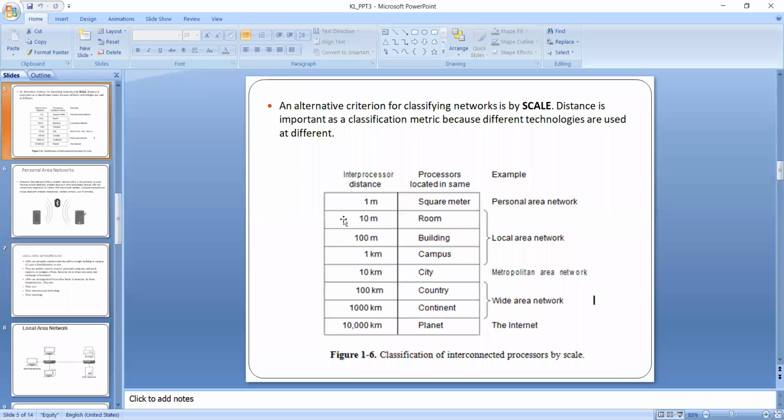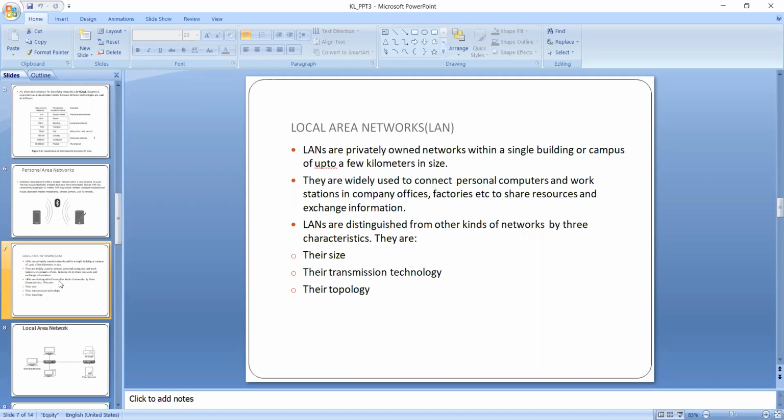If the interprocessor distance is 10 meters to 1 kilometer, and if the processors are located in the same room, building, or campus, then we prefer the local area network. So commonly, the local area network is used for educational institutions, small offices, and small factories. In those organizations, we prefer the local area network. This local area network is used to share resources and for exchanging information.